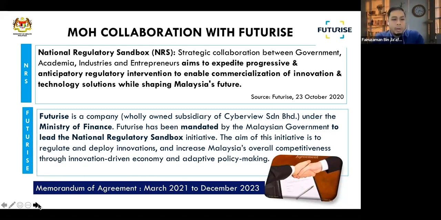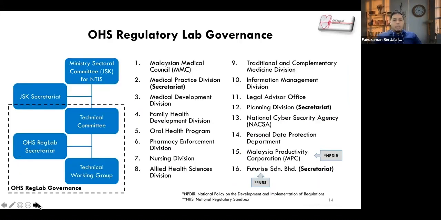So with Futurize, we have a memorandum of agreement starting from March 2021 until the end of 2023 for this regulatory lab. For the OHS regulatory lab governance, it follows the pattern that Dr. Fazila has explained earlier, which is the healthcare input consists of the person, the product or equipment, and the place or facility, and in the case of digital platforms, the environment. So for the person, we have all the councils, all the divisions responsible for the healthcare professionals, such as the Malaysian Medical Council for doctors, oral health for dentists, nursing for nurses, and so on and so forth. We also have the Pharmacy Enforcement Division, and also the others such as Information Management Division, and also Personal Data Protection Department for other aspects of the technology.